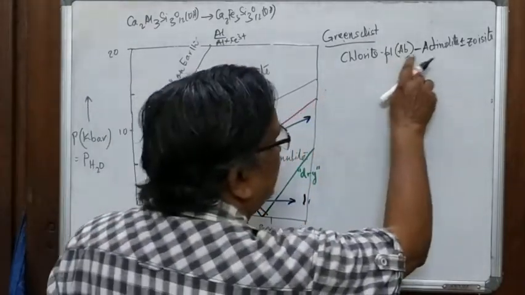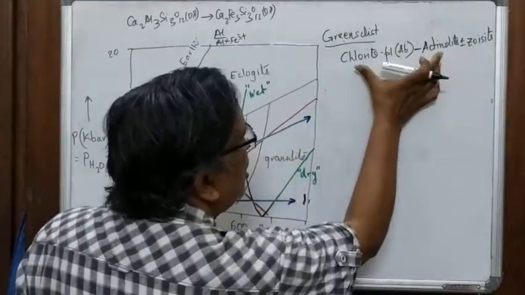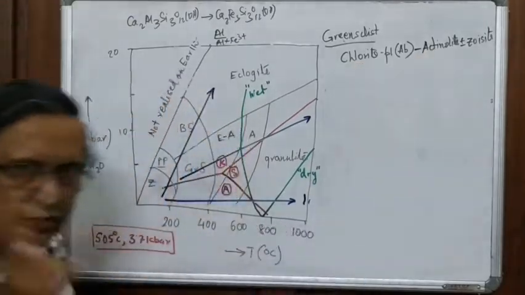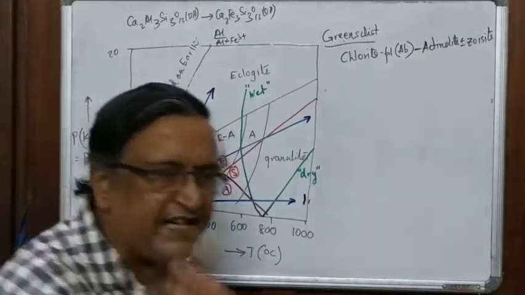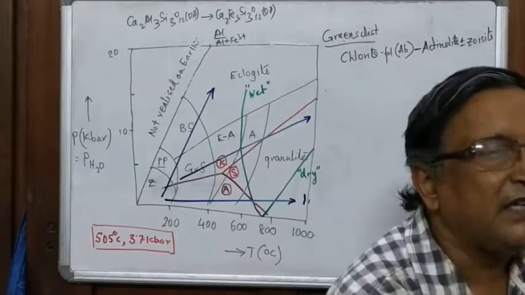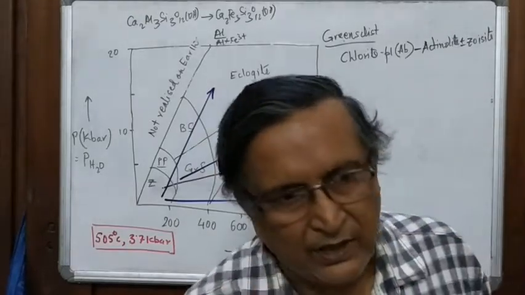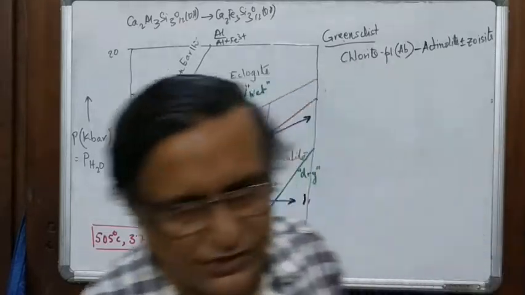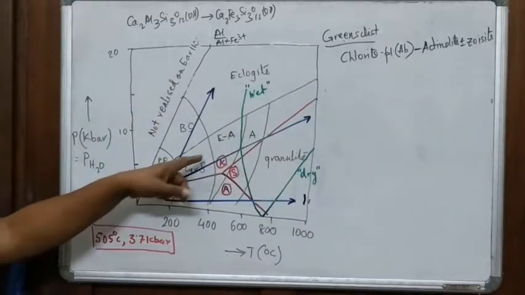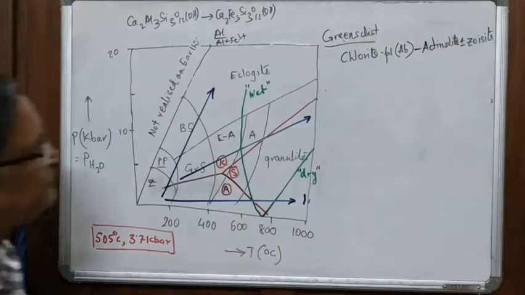So now you have chlorite, plagioclase, albite in composition, actinolite, zoisite. Chlorite and actinolite together, both of them have green color and they impart a greenish color to the rock. And since they are flaky and acicular, they give you a schistose appearance. So that is why these are called greenschist facies.